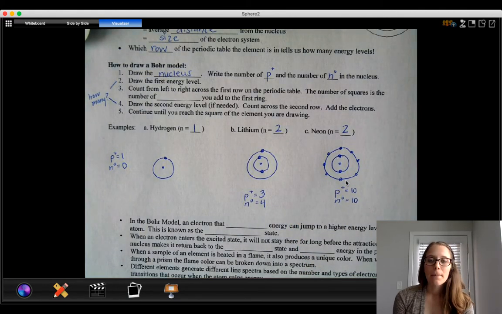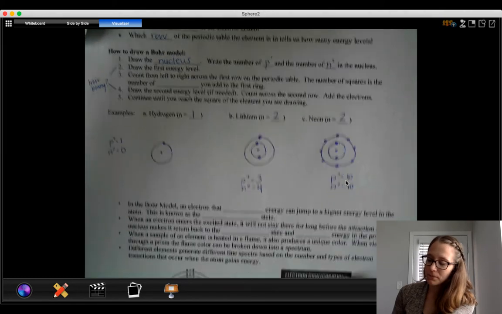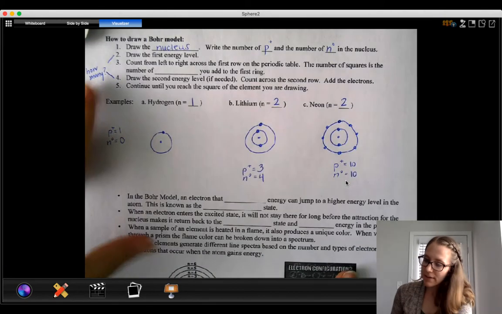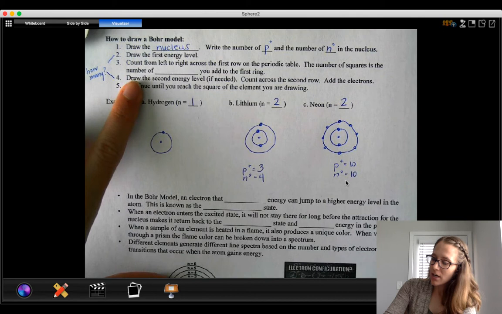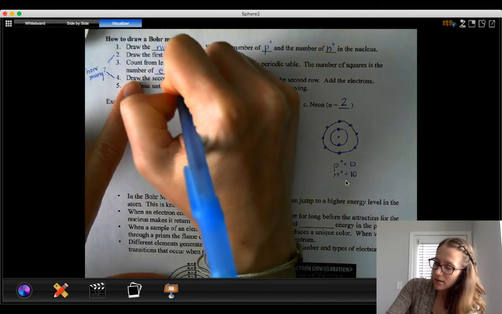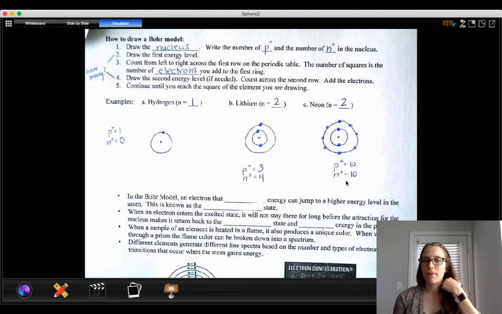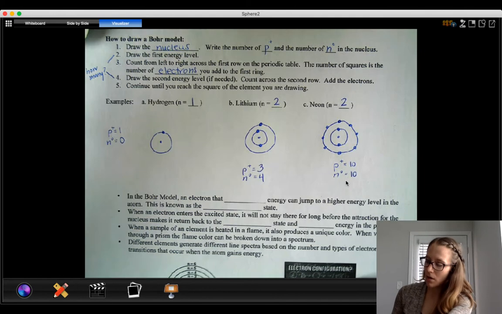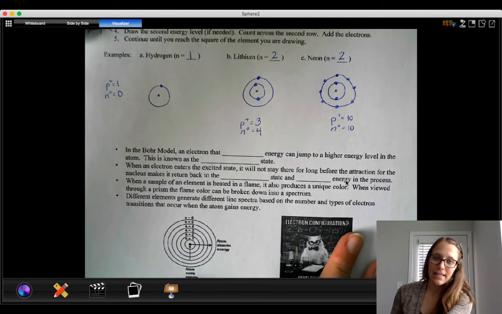Okay. So looking at the periodic table tells me how to draw the Bohr model, just based on which row it's in is the number of rings, and then how many boxes there are in that row is going to tell me how many electrons to draw for the picture. So the number of squares is the number of electrons that we draw in our picture. Okay. All right, last little bit.